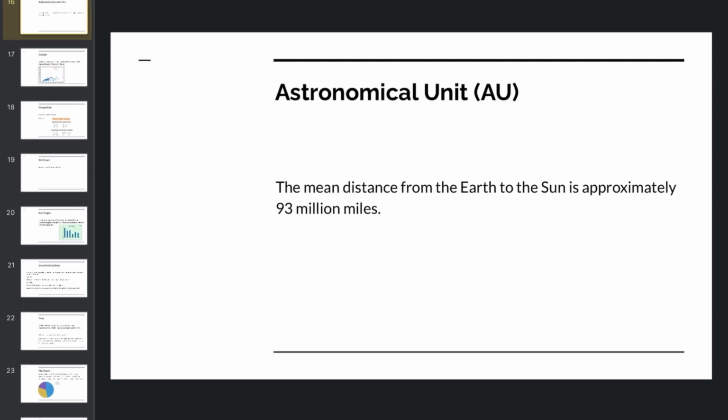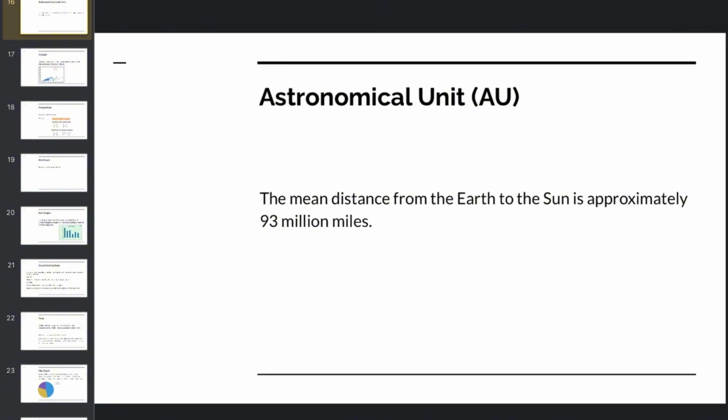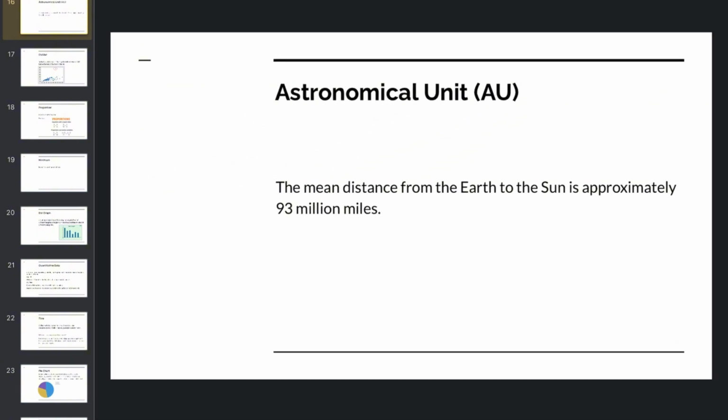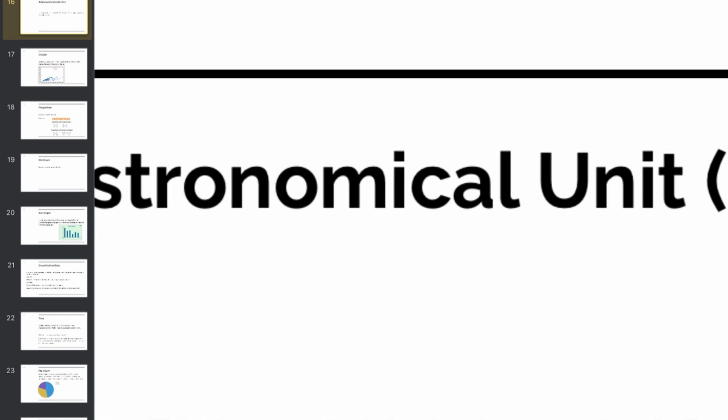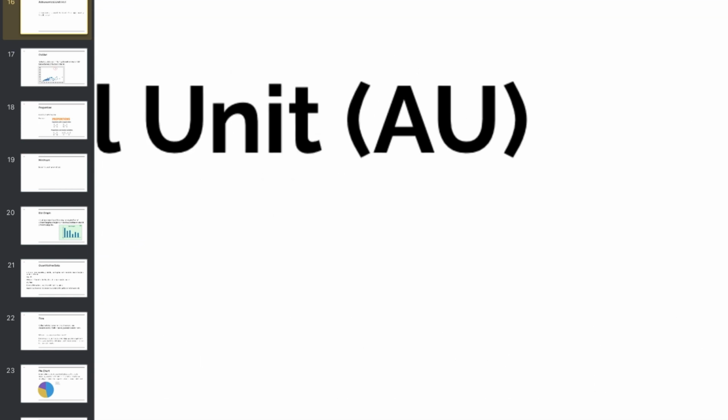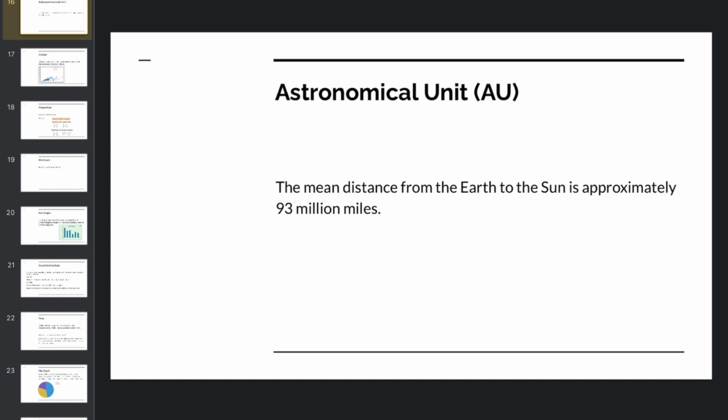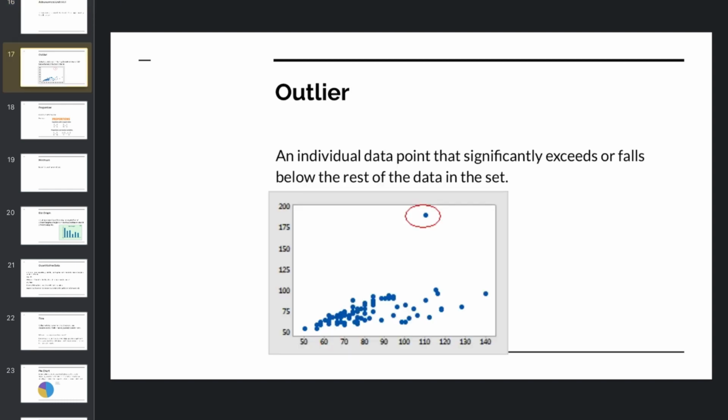Astronomical unit, AU. The mean distance from Earth to Sun is approximately 93 million miles. Another thing I will say is also try to remember the acronyms, because sometimes you never know if the test is going to just say the actual word or if it's just going to say the acronym, so just try to remember the acronyms.